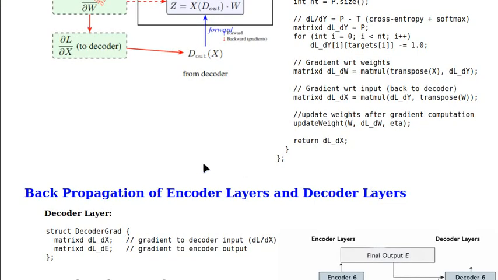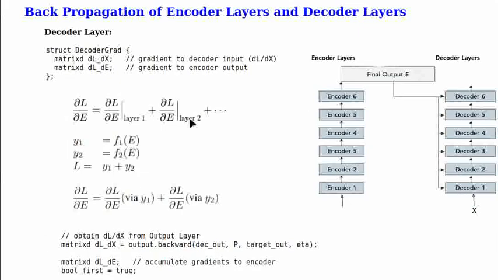When the final decoder layer receives the dl/dx from the output layer, it begins its own backward computation. During the forward pass, each decoder layer takes two inputs, x from the previous layer and e from the encoder, as illustrated in the figure. Consequently, during backpropagation, each decoder layer must compute two gradients: dl/dx, which is passed to the preceding decoder layer, and dl/de, which is passed back to the last layer of the encoder.